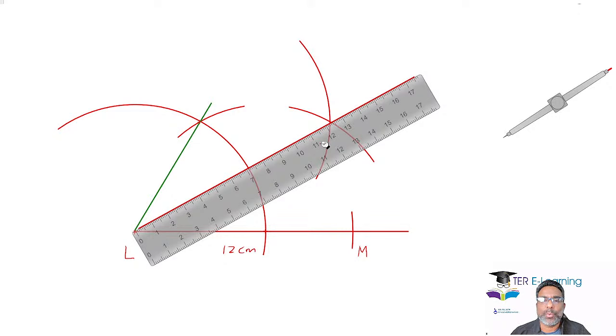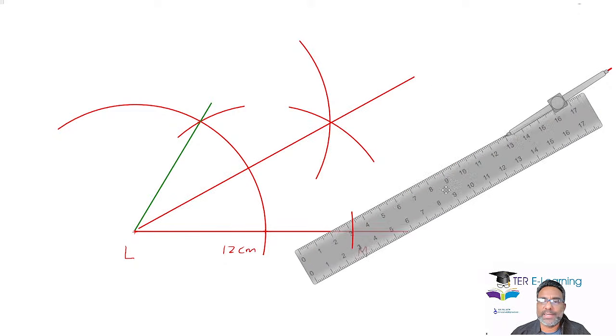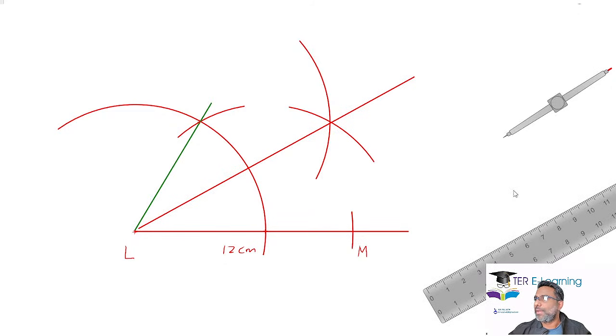Right. So what I've essentially done there, I've constructed a 30 degree angle. So this angle here, and I'm going to write it in, this angle here is 30 degrees. The next thing we need to do, we need to locate where the point N is, because we want to get a 90 degree angle. So what we need to do here is to construct a 90 degree at the point M.